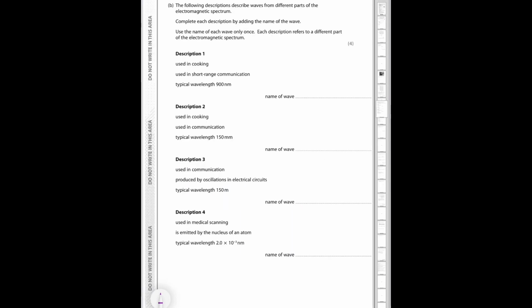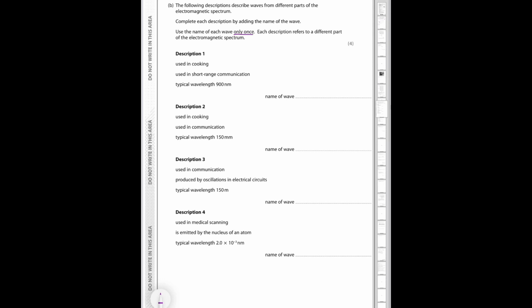For the next part of the question, we're told the following descriptions describe waves from different parts of the electromagnetic spectrum. Complete each description by adding the name of the wave. Use the name of each wave only once. Each description refers to a different part of the electromagnetic spectrum. So that's important, that we're only using each wave once.